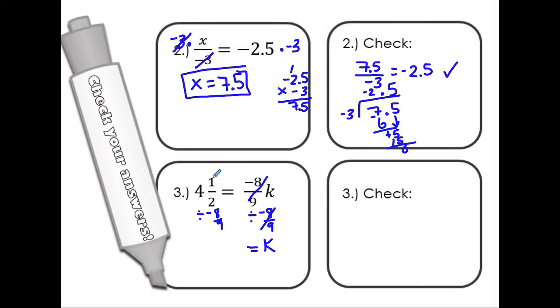All right, over here, 4.5. I need to make that an improper fraction for my fraction division. 2 times 4 is 8, plus 1 is 9. So I have 9 halves, and then I'm going to do keep change flip. So change to multiplication, and then flip here. So this is going to be a negative 9/8.